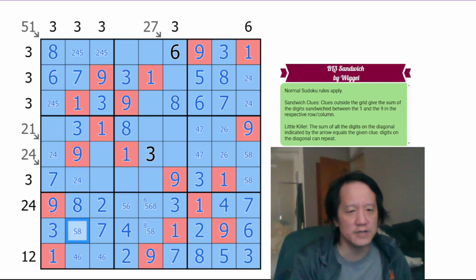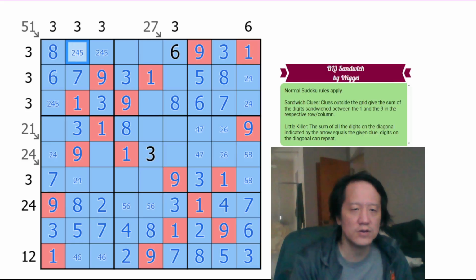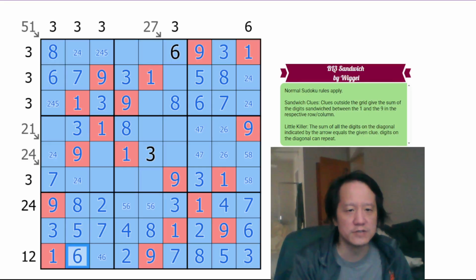This 8 eliminates 8 here, so it's 5, which means this can't be 5. That's 8. This can't be 8. So it's a 5-6 pair here. This 5 eliminates 5 here. So we have a 2-4 pair in column 2, which eliminates 2 and 4 in the rest of the column. This can't be 4. This is 6, which means this can't be 6. It's 4.